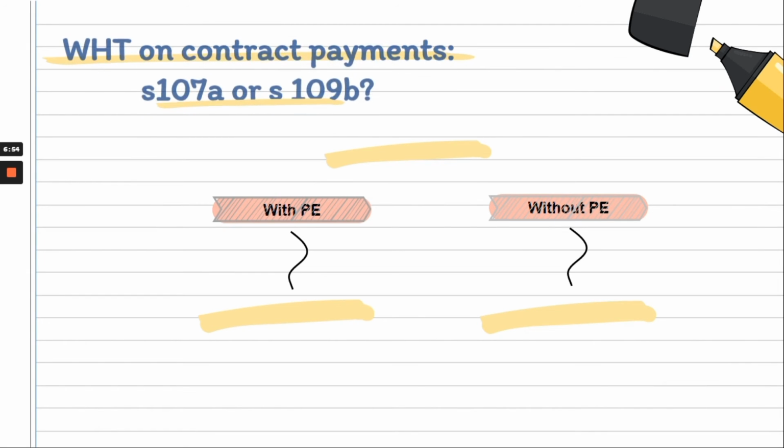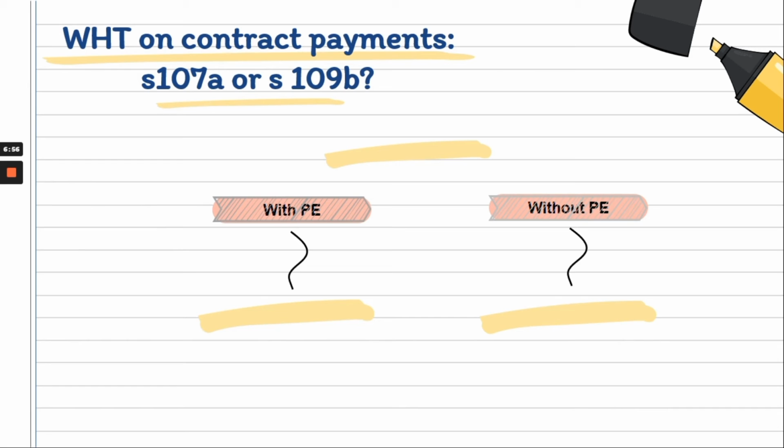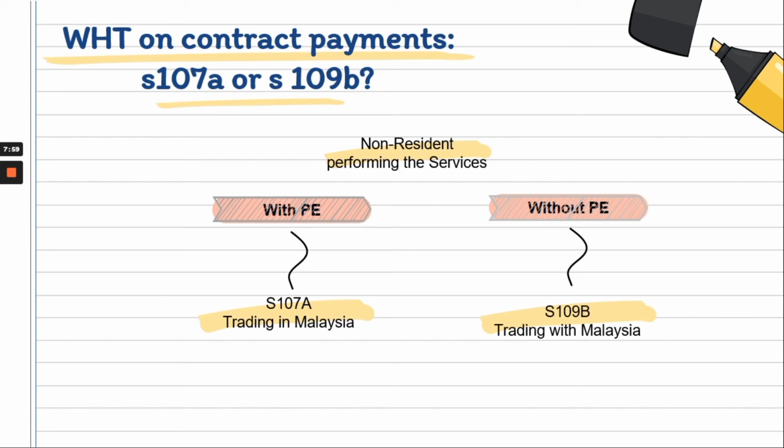Next, withholding tax on contract payment can be divided into two, which is under Section 107A and Section 109B. If the non-resident performing the services has a permanent establishment, it will be covered under Section 107A, trading in Malaysia. But if the non-resident performs the services without a permanent establishment, this will be covered under Section 109B, trading with Malaysia.